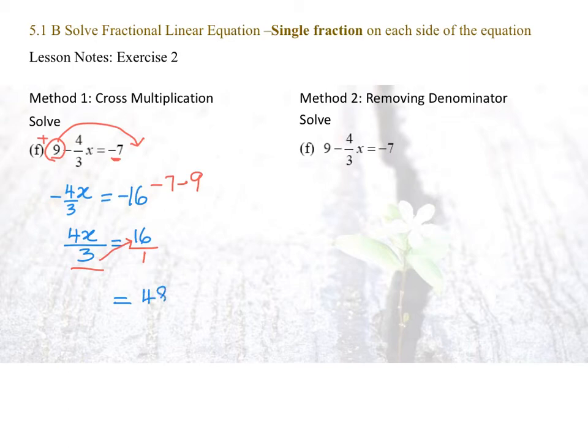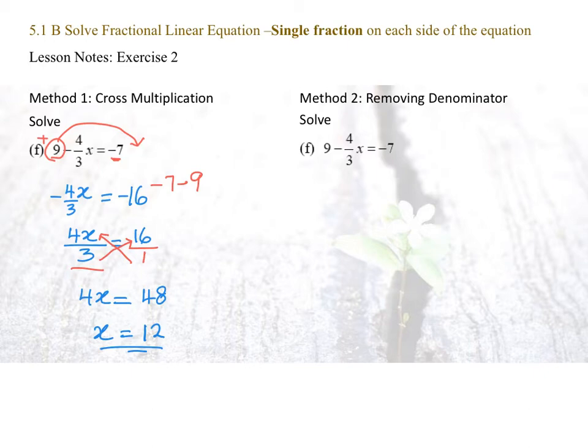48, and the denominator over here on the right hand side cross multiplies over, you get 4x. 4 units of x is equal to 48. What is x? This is 4 times x, so we undo the operation. We'll do a division. So 48 divided by 4. 48 divided by 4 gives me 12. Answer.